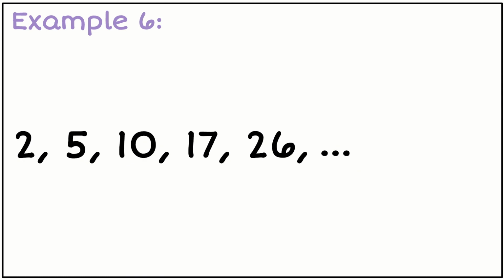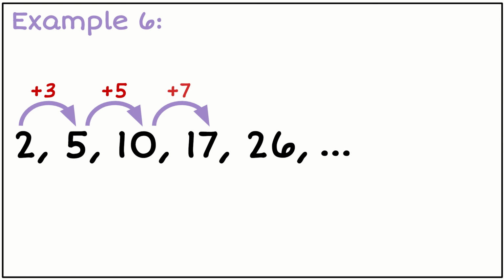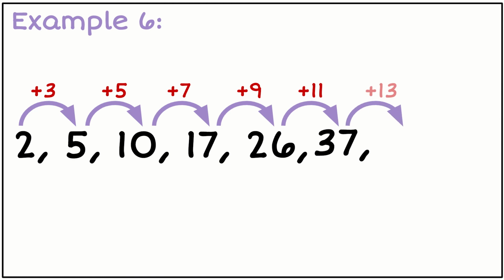This one here, 2, 5, 10, 17, 26. Let's find the difference between them and see if we can identify this pattern. So 2 plus 3 is 5, 5 plus 5 is 10, 10 plus 7 is 17, 17 plus 9 is 26. So I'm adding on another 2 each time. So that means to get the next number, I need to add on 11, and then add on 13, and so on.